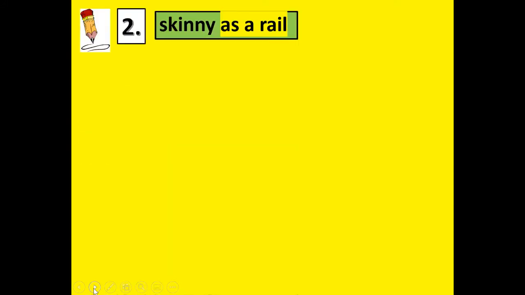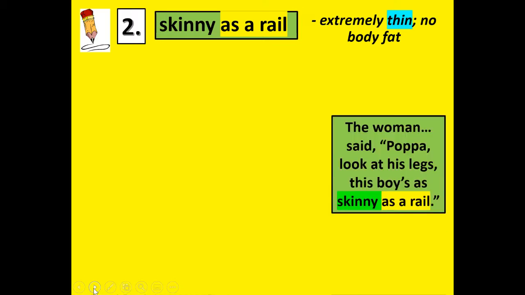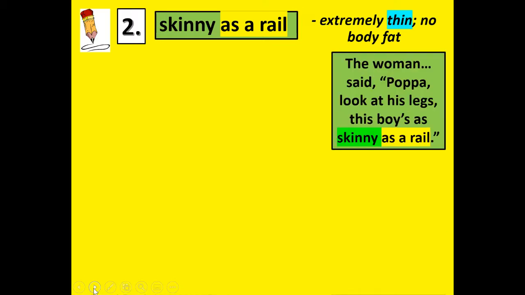All right, number two, skinny as a rail, extremely thin, no body fat. So again, this is describing Bud. So I would write Bud's name and then the phrase skinny as a rail. And then Lefty Lewis's daughter, the woman said, "Papa, look at his legs. This boy's as skinny as a rail." As skinny as a rail.